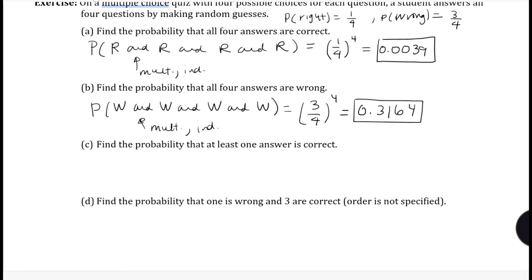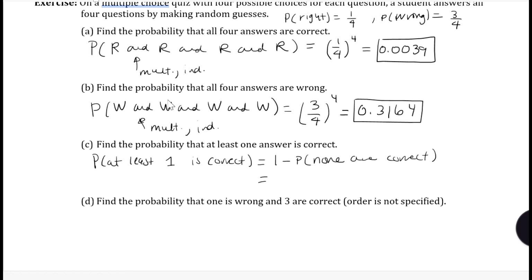All right, so let's find the probability that at least one is correct. So the probability that at least one is correct. Okay, that's going to be 1 minus the probability that none are correct. Okay, and this is out of 4 answers, right? This is 4 answers that we have. Okay, so this is 4 questions here.